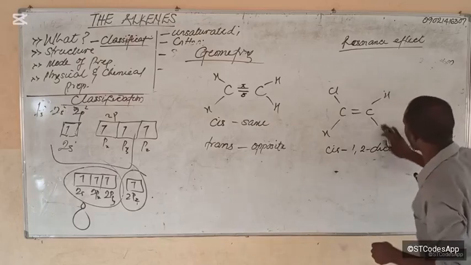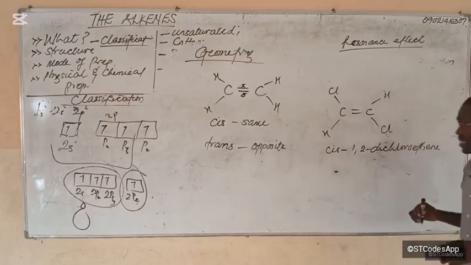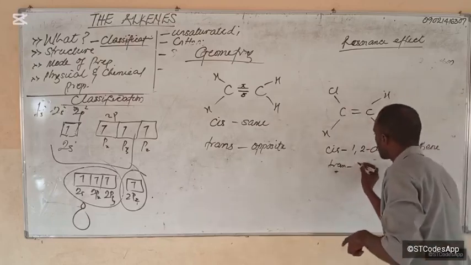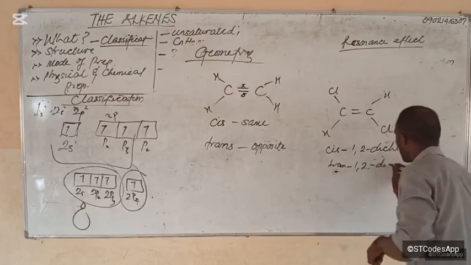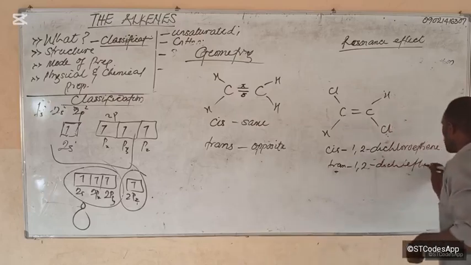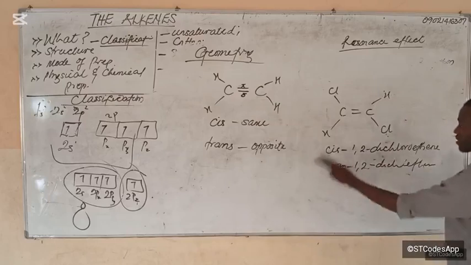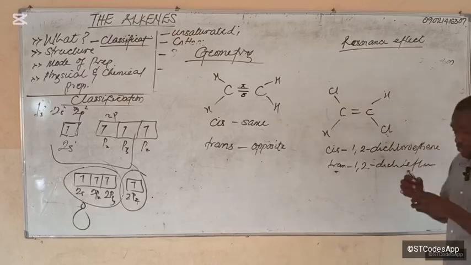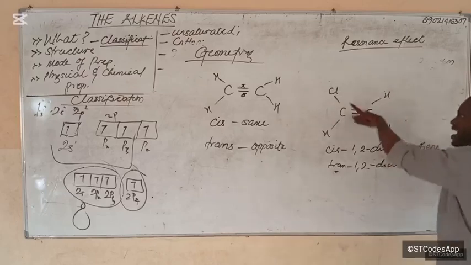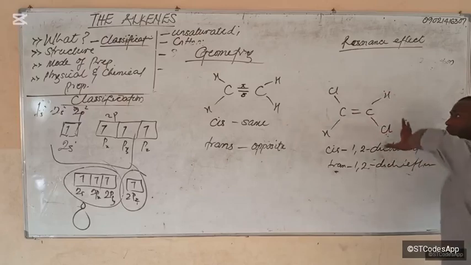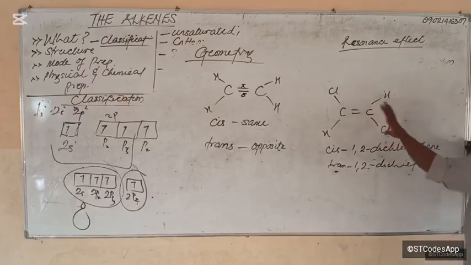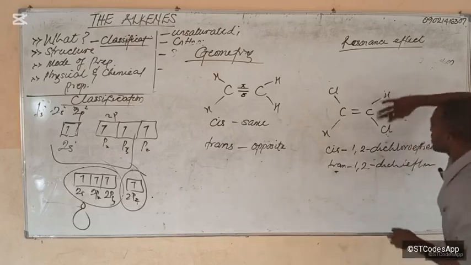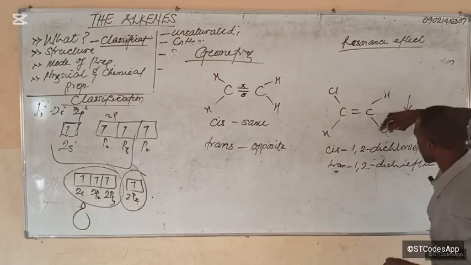But if I change this orientation such that I have this in the opposite direction, then I have a different molecule entirely, okay? So this molecule is now trans-1,2-dichloroethene. Now you might begin to think, how are they different? They are actually different because physically, this guy is at a lower potential energy than when the chlorine was on top.